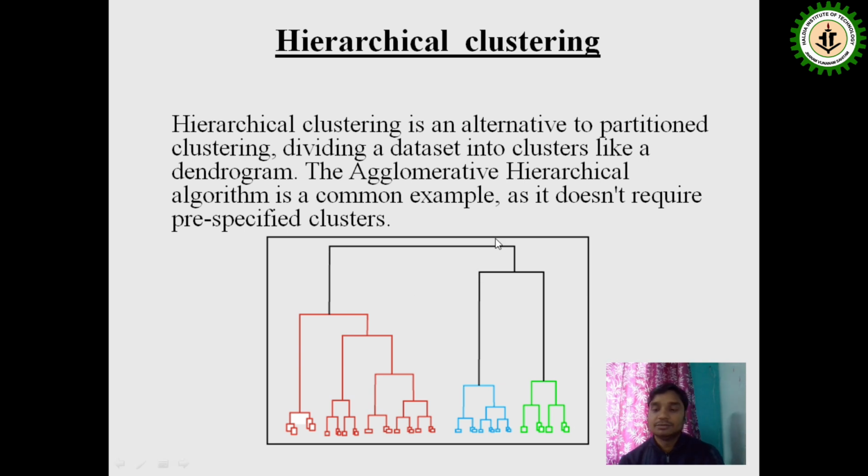In this technique, the dataset is divided into clusters to create a tree, which is also called a dendrogram. The observation of any number of clusters can be selected by cutting the tree at the correct level. The most common example of this method is also known as the agglomerative hierarchical algorithm.